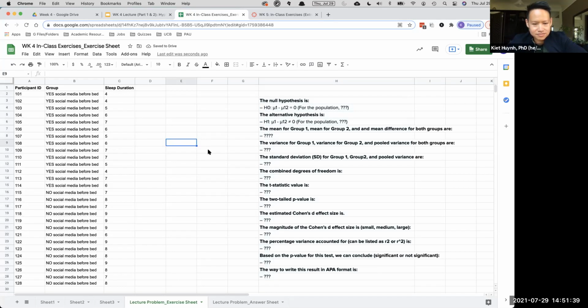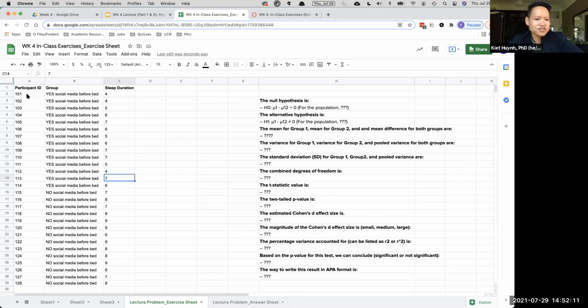Okay. So here's the data set. You see here that there's 28 people right here. Count 28 people. So 14 in each group. Here's the first group, the group that uses social media. So participant 101 to 114 use social media an hour before bed, and participant 115 to 128 do not use social media before bed. And here's the average sleep duration for each participant.